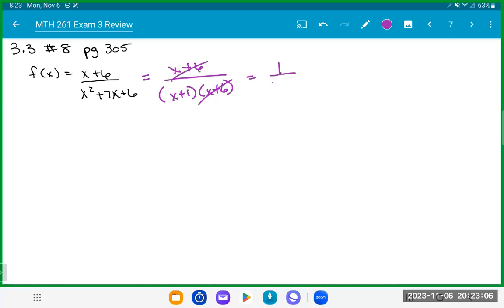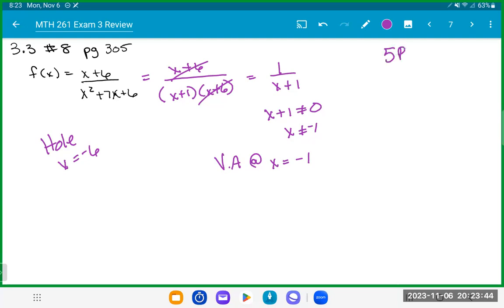So this reduces to 1 over x plus 1. So I know that x plus 1 cannot equal 0. Therefore, x cannot equal -1. So I have a vertical asymptote at x equal to -1. And I'll put here, just as a reminder, you might have a hole at x equal -6. Okay. Questions? All right. This problem is worth 5 points.